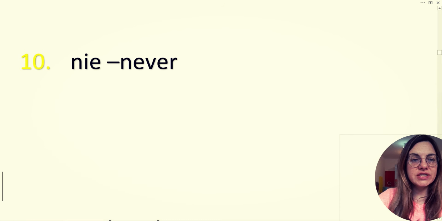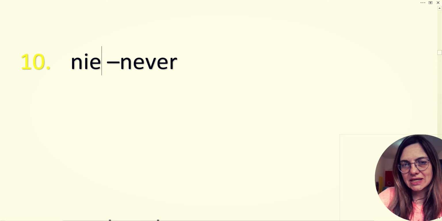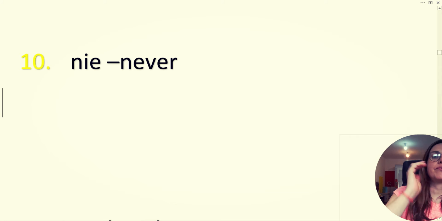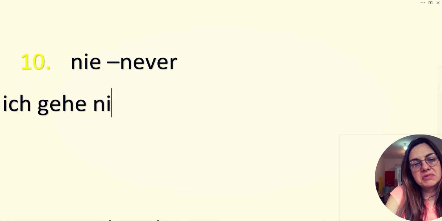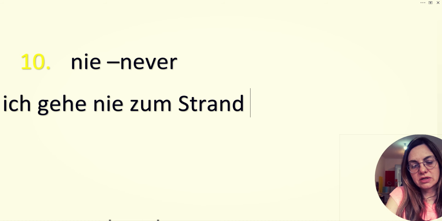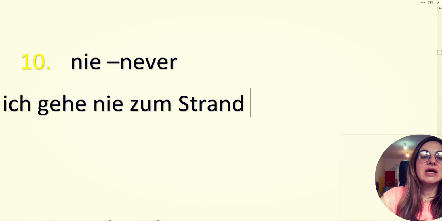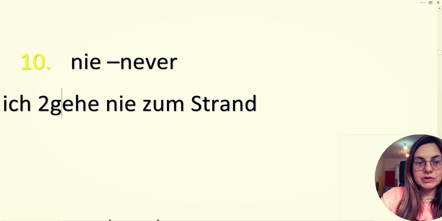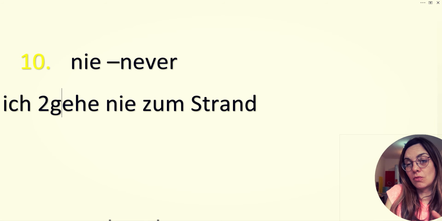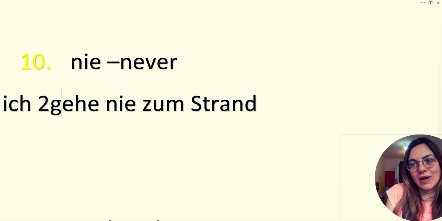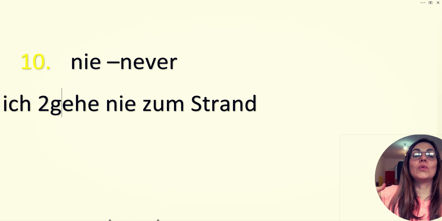Number 10. Actually is nie, niemals, or nie meaning never. So, as in English, if I want to say I never go to the beach, I would say ich gehe nie zum Strand. In German, we say I go never. Why? Well, because position number two is always reserved for a verb, a modal verb, or auxiliary verb, or in this case, we have only one, gehen, so it goes in place number two. So it's always ich gehe, and then you say what? Ich gehe nie zum Strand.